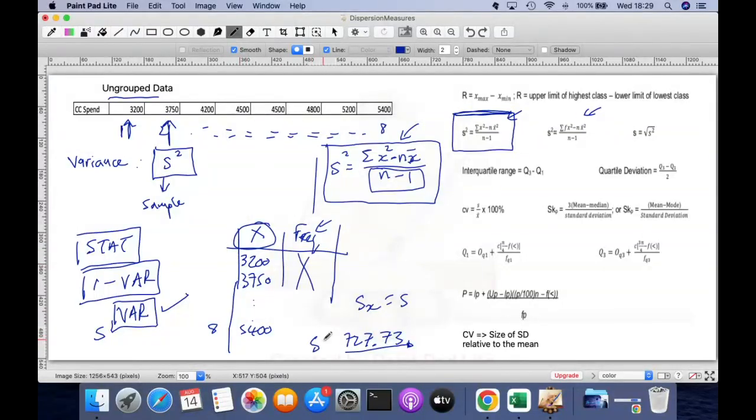Now note that s is your standard deviation. And if you want s squared, all you need to do is raise this to the power of 2. You just raise this number here to the power of 2 to get the variance. So if you want the variance, it's your standard deviation raised to the power of 2.